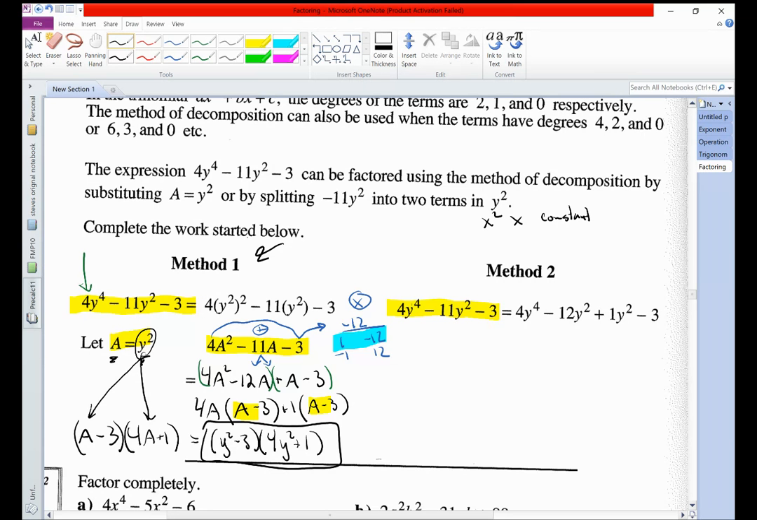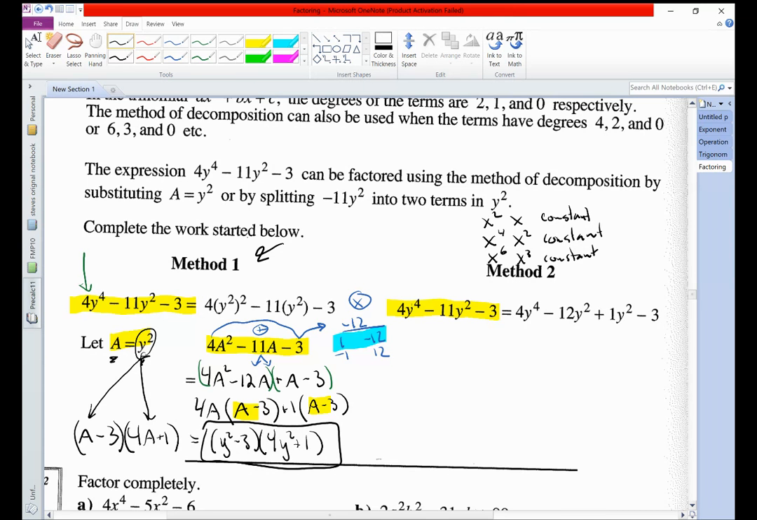decomposition is going to work if you have x to the power of 4, x to the power of 2, constant. Decomp is going to work. You need that descending order, like squared, 1, 0, fourth, squared, 0, or even x to the power of 6, x to the power of 3, constant will work. So you can actually just keep it the way that it is.